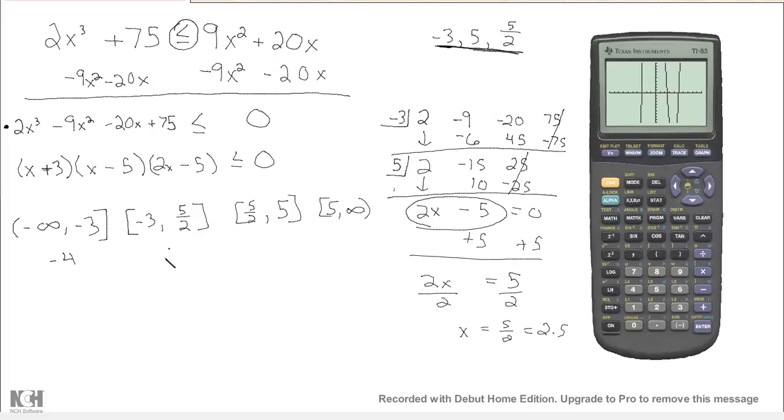Here I'm going to pick 0 since I'm going from negative to positive. I know 0 falls between those two. Between 2.5 and 5 I could pick 3 or 4. I'm going to pick 4. And then from 5 to infinity I'm going to pick 6.